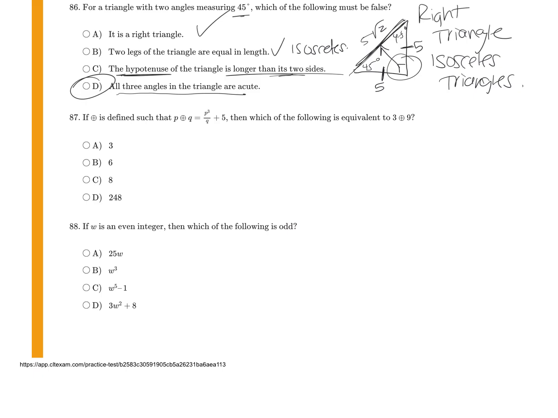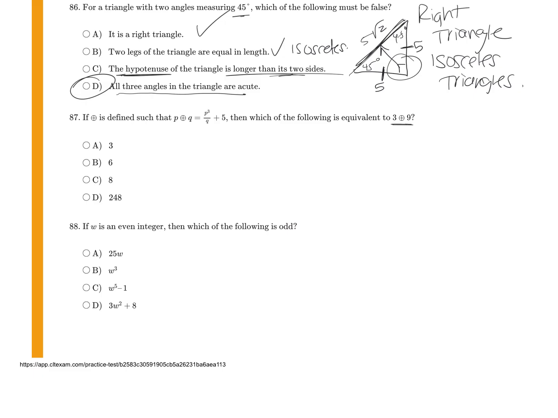Okay, number 87. If the circle with a little square, that little symbol, is defined such that P cross Q is P to the third divided by Q plus 5, then which of the following must be equivalent to 3 cross 9? So we did this in class. You just follow the formula.